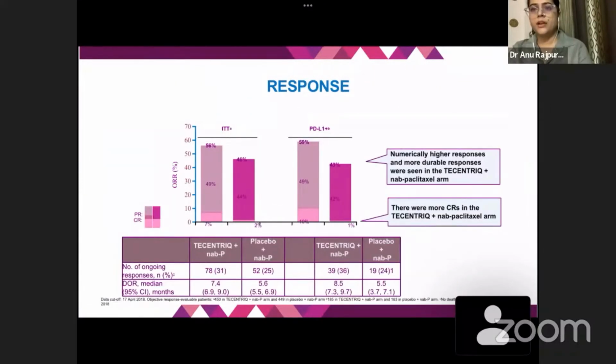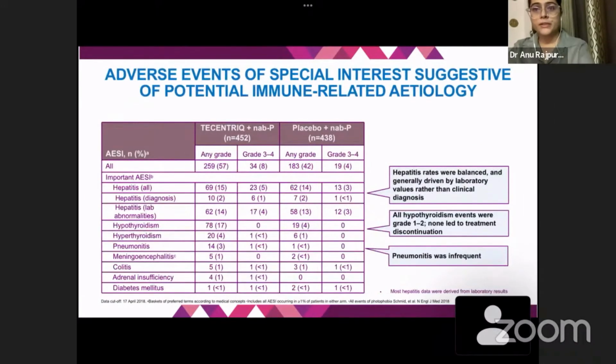This is the response. Definitely the response was more in PD-L1 positive, around 60% compared to 43% in the NAPAC plus placebo arm. Now coming to the adverse events of special interest, we can see any grade of side effects was more or less the same in both the arms, 57% in Tecentriq plus NAPAC versus 42% in placebo plus NAPAC arm. The hepatitis rate was balanced.